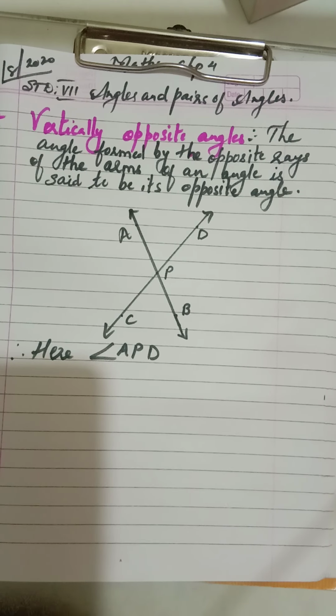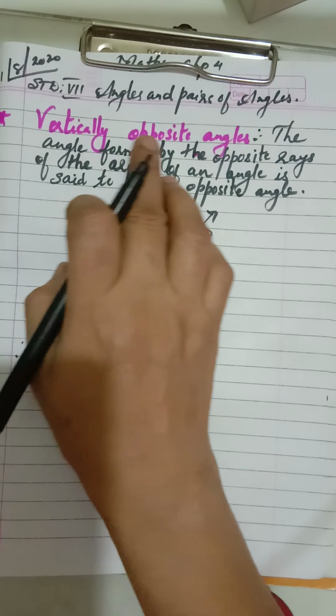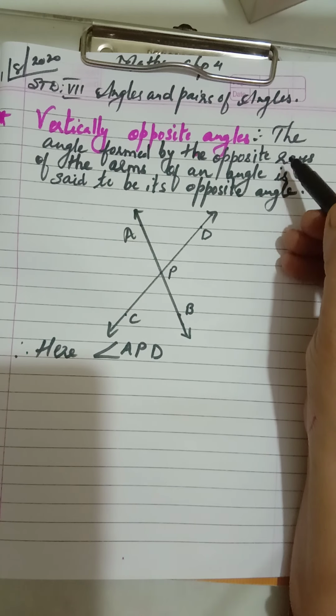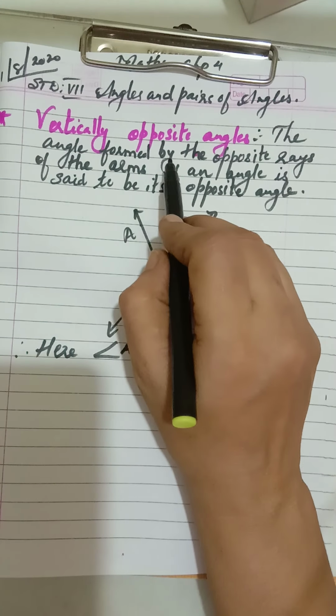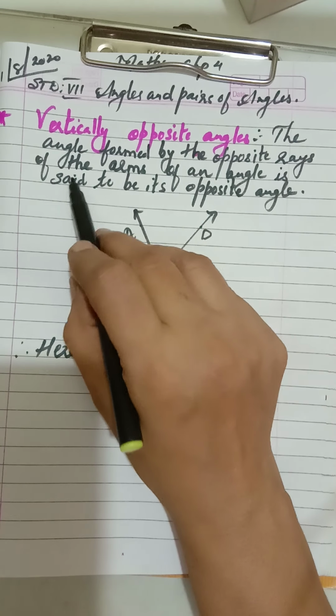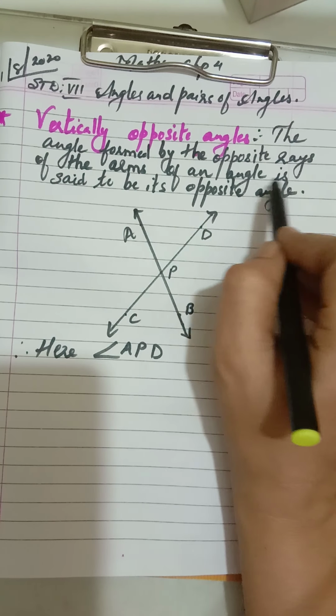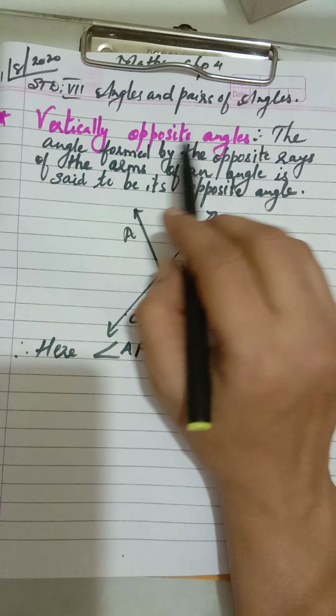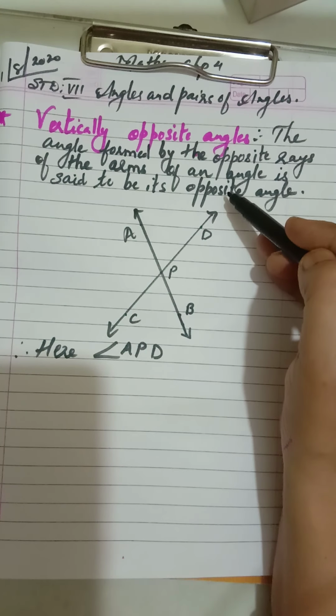Now the next topic we are going to learn today is vertically opposite angles. Okay, now let us see the definition I have written. The angle formed by the opposite rays of the arms of an angle is said to be its opposite angle. Okay, so what is meant by this definition?